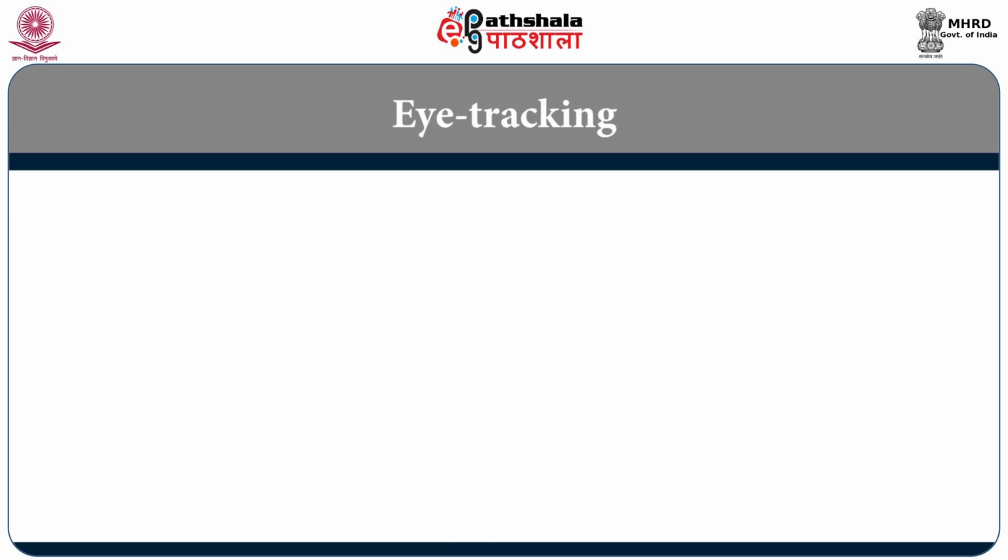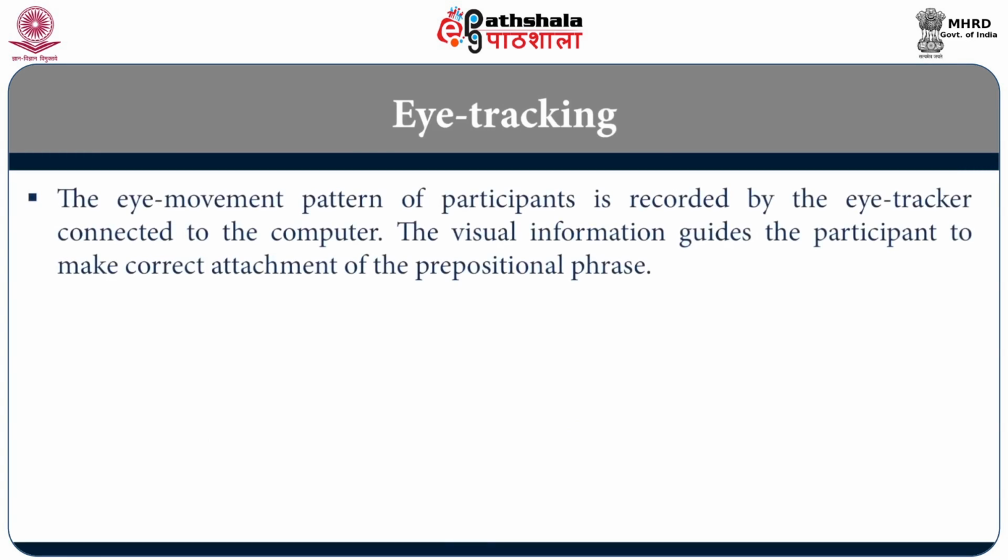So, how is eye tracking telling us about comprehension? The eye movement pattern is recorded. The saccadic movement of the eyeballs going back and forth is recorded. The visual information guides the participant to make the correct attachment of the prepositional phrase. Put the apple on the towel. On the towel belongs to the apple, that noun phrase. So it is how we are able to take the cues from the visual environment and understand the meaning of the sentence that is examined using this technique.